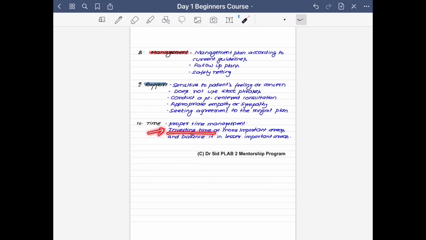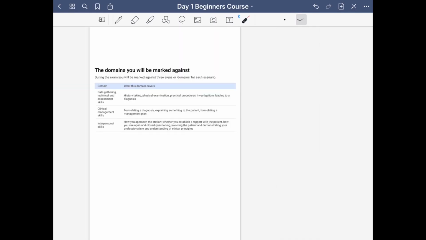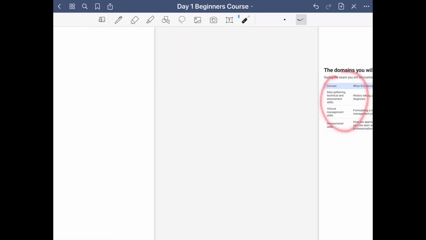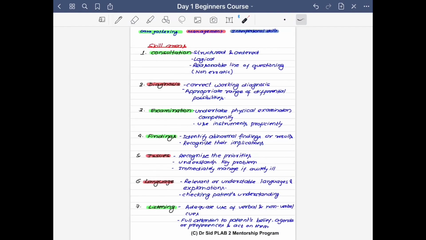It also means that you are investing time in more important areas and balancing it in the lesser important areas. Okay, so if you are investing more time on the sexual history in the station where it is not required, that means you are not showing the proper time management. Okay, so that also needs to be considered. So there are these 10 skill areas. Likewise, there are these 3 domains. Okay, and in this way this will be reflecting on your report card like this. So this is about the marking scheme.